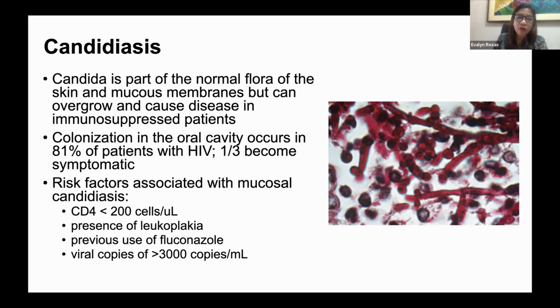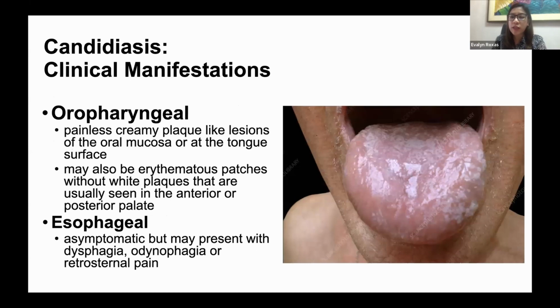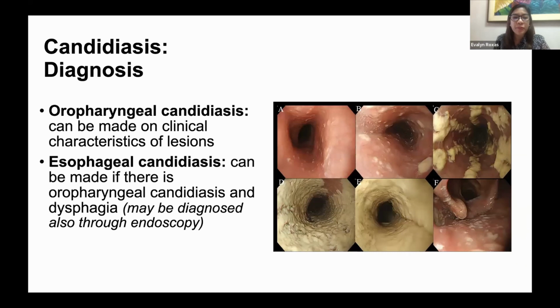So risk factors for mucosal candidiasis are those patients with CD4 count of less than 200 and with previous use of fluconazole or if you have a high viral load. What are the different manifestations of candida infection? As an OI among HIV, you can have oropharyngeal candidiasis or oral thrush. You can also have esophageal candidiasis, which is considered an opportunistic infection. The diagnosis can be made on clinical findings alone, or sometimes for esophageal, you can do endoscopy.